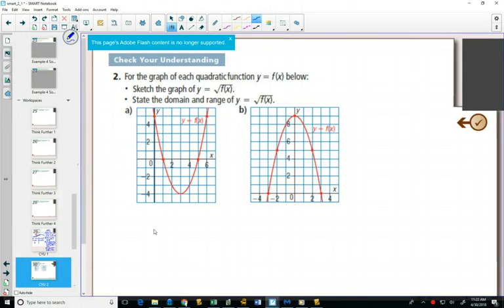Now we're going to do square roots of parabolas. But the same steps will apply. Now in all of these examples that we do in the notes here, they're giving us the graph already. But I'll tell you that you might just be given the equation and asked to graph.